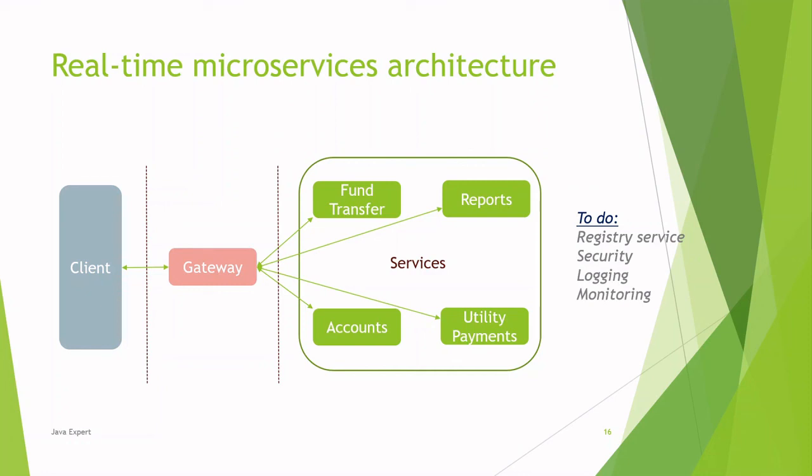We will develop this one. We will develop fund transfer, accounts, reports, and utility payments. All these services will run separately and independently. We will develop the gateway and initiate the request. We will go to the gateway, see how these things work, and enhance with the registry service. We will enhance with security, logging, and monitoring. We will make it a production grade application, right? Stay with me, guys.